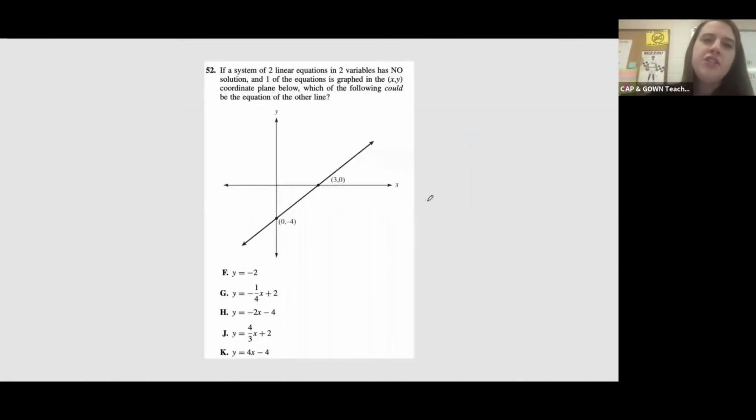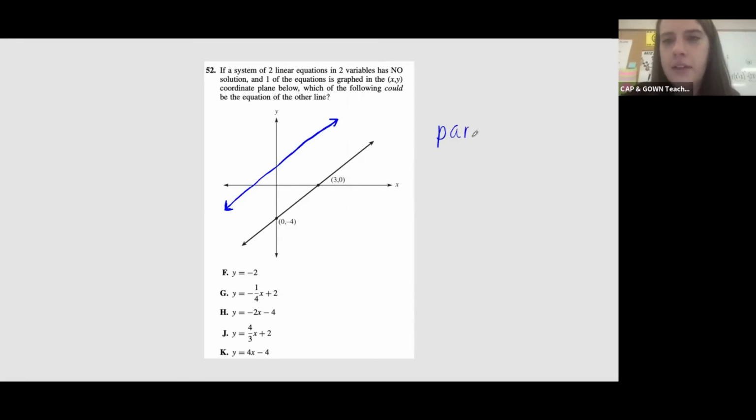Okay. 52, if a system of 2 linear equations in 2 variables has no solution and one of the equations is graphed in the xy coordinate plane below, which of the following could be the equation of the other line? Okay, so when you graph linear equations and they have no solution, they are parallel to each other. And we've already kind of talked about it tonight, is that parallel lines have the same slope.